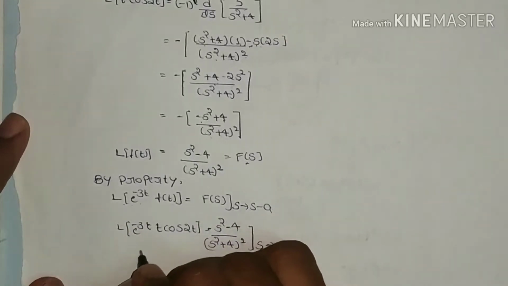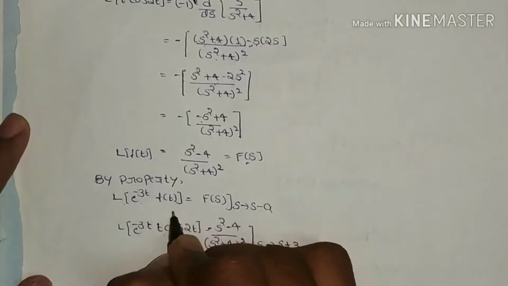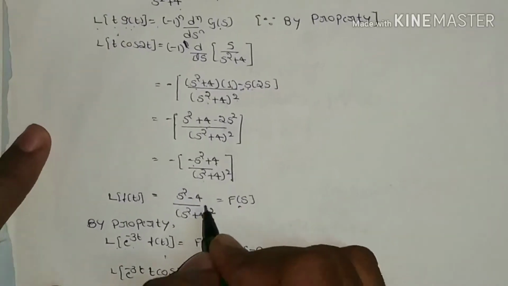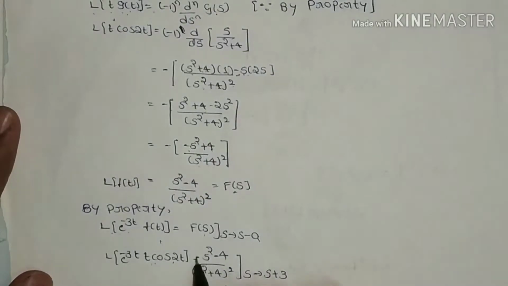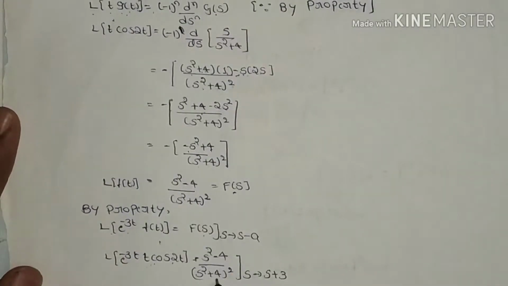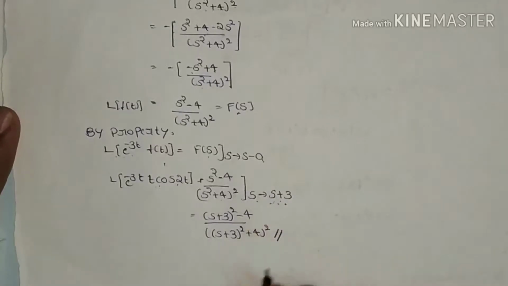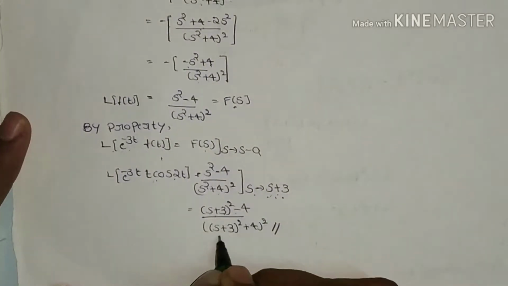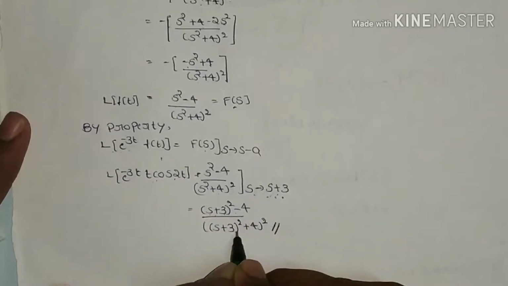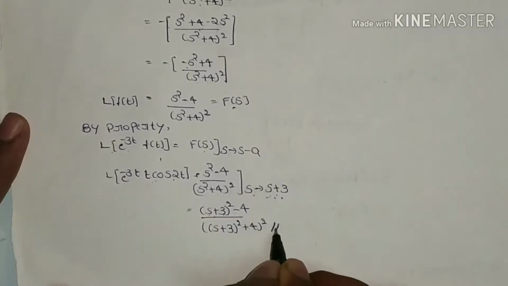Laplace transform of e raised to minus 3t into f of t, where f of t is t into cos 2t, and f of s is s square minus 4 divided by s square plus 4 whole square. Here s is replaced by s plus 3, because in place of a, minus 3 is there. So wherever s is there, replace it with s plus 3. We get s plus 3 whole square minus 4 divided by s plus 3 whole square plus 4, whole square. That is the final answer.